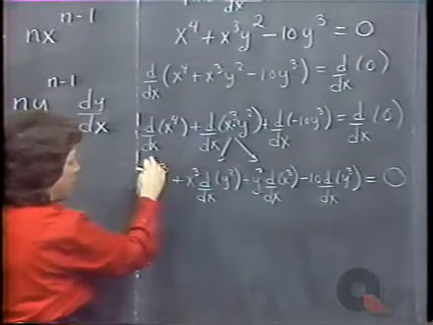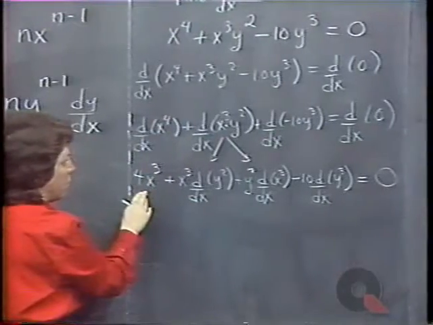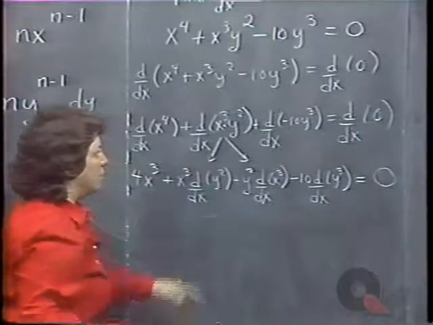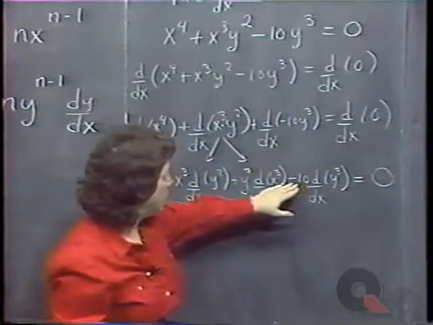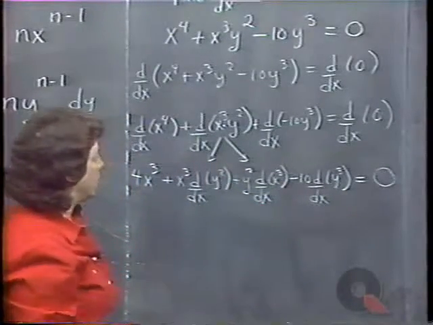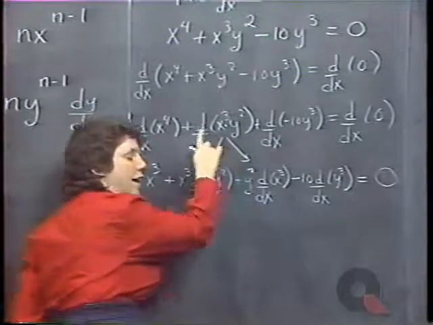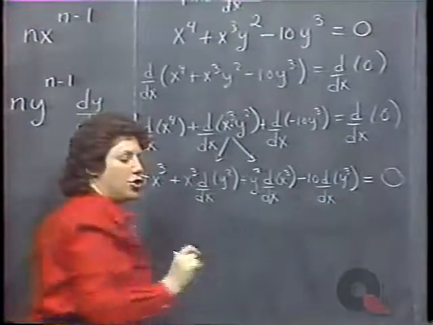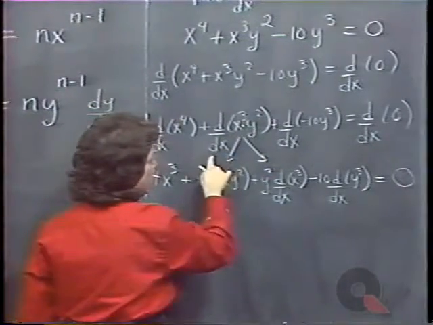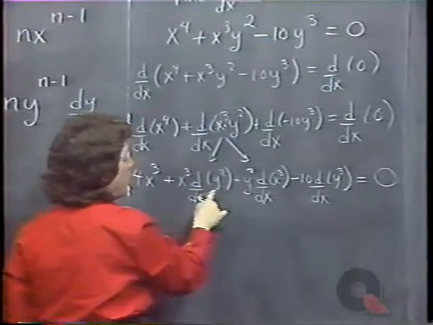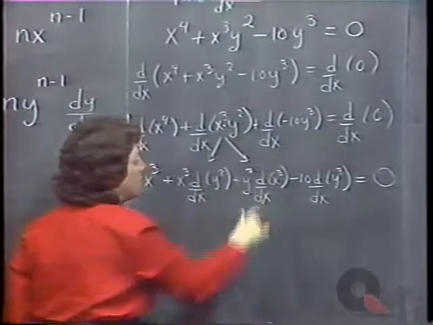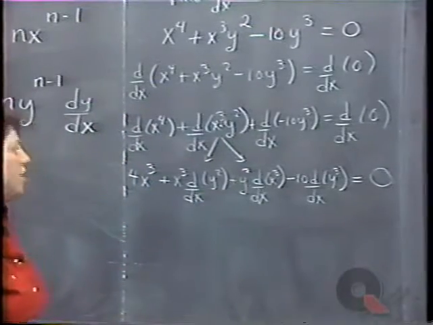Now, let's go over what we did. The derivative of x to the fourth we knew right away was 4x cubed with respect to x. The derivative of 0 was 0. For the derivative of minus 10y cubed, we pulled out the minus 10, the constant in front, and said minus 10 times the derivative of y cubed with respect to x. The hard part was here. We had x cubed times y squared. That has to be treated as a product. So the derivative of x cubed y squared with respect to x is the first function, x cubed, times the derivative of y squared with respect to x, plus the second function, y squared, times the derivative of x cubed with respect to x.